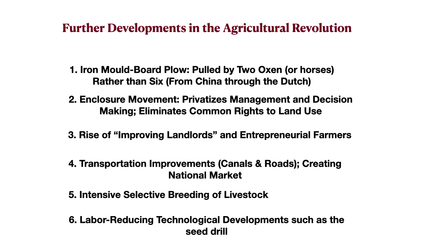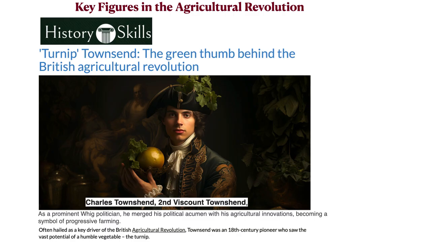So improved roads involved building them up higher and putting crushed gravel on them to make a hard but permeable surface. And that resulted in huge improvements in speed of transport. Also, we get this intensive selective breeding of livestock, so they produce more meat or milk or wool, depending on what you're raising them for, and labor-reducing technological developments such as the seed drill, a mechanical device for putting seeds in the soil. And just a few more slides on this.